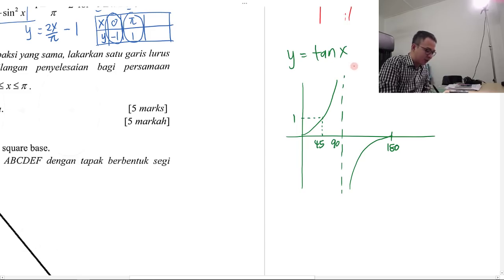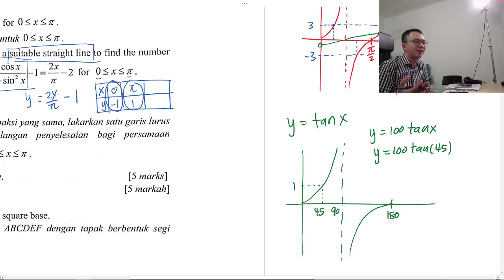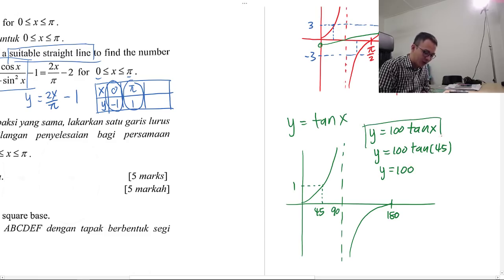So therefore, if today I have y equals 100 tangent x, the amplitude will only change. That means if I sub the 45 into the tangent and type into the calculator, tangent 45 is basically 1, right? Then you get y equals 100. So if I have y equals 100 tangent x, where the amplitude is 100, my 100 will happen here.